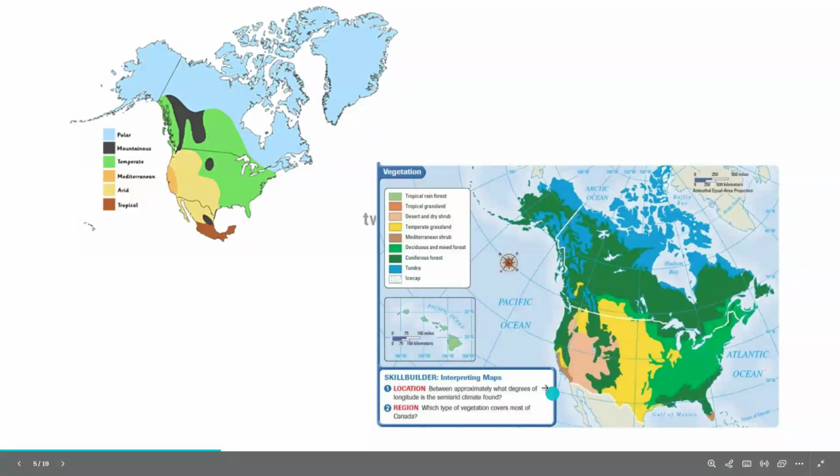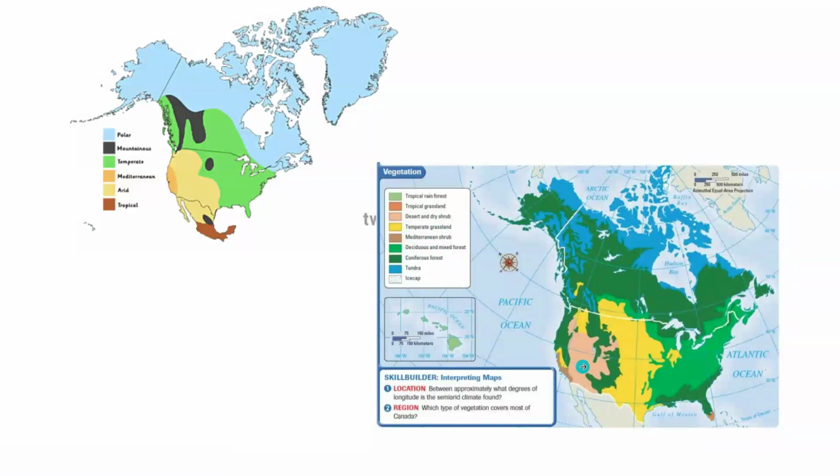Tropical region. Desert and dry shrubs, pink color. See here arid type of climate. So dry shrubs you will find in this particular region. Then temperate grasslands, yellow color. You will find temperate grasslands and Mediterranean shrubs. Mediterranean shrubs you will find in this region. Deciduous and mixed forest, green color. This light green color is deciduous.